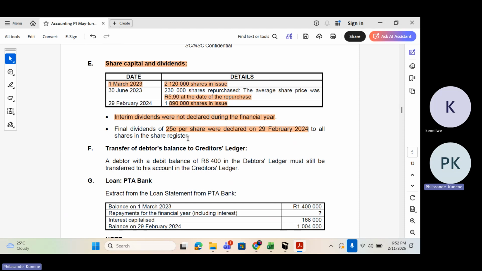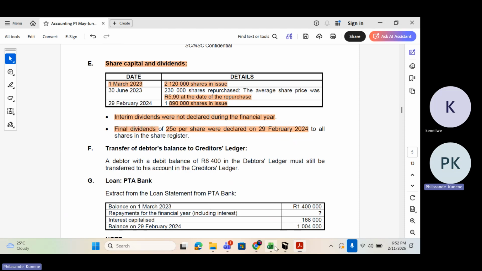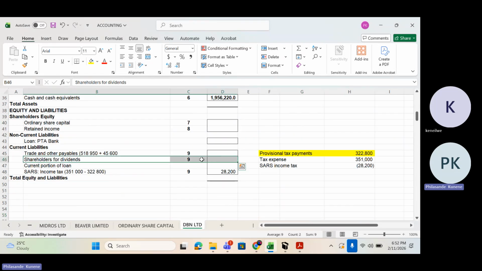So which means now I want us to talk about the dividends first. You must remember that shareholders for dividends is the same thing as final dividends, right? Final dividends is the same thing as what? As shareholders for dividends. We can see that in our balance sheet, we do have shareholders for dividends as part of our liability.